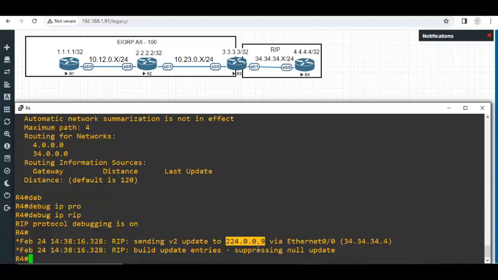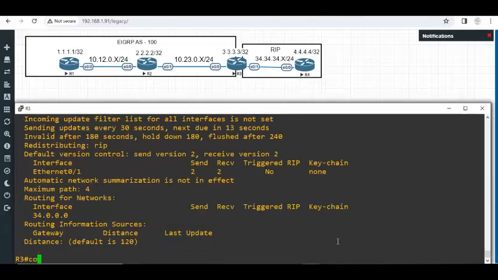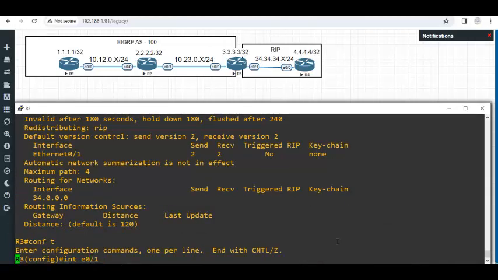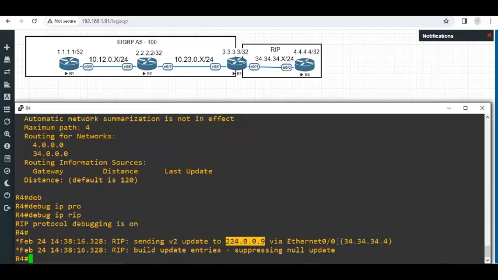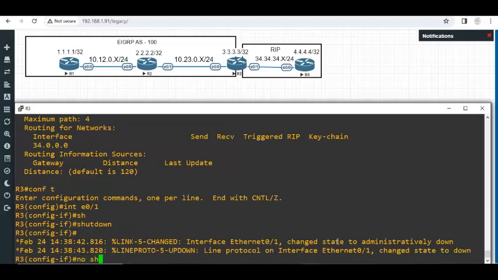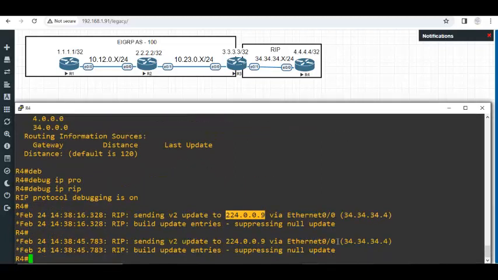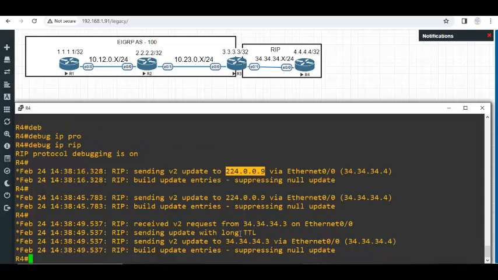So let me go to router 3 and shut down that interface 0/1 for a while, and then I'll bring it up. Maybe shutting down and bringing it up may do something. Okay, received version 2. Now it is good. Received version 2. Now it looks good. Now let me go to router 3 and check the routing table. Show IP route.